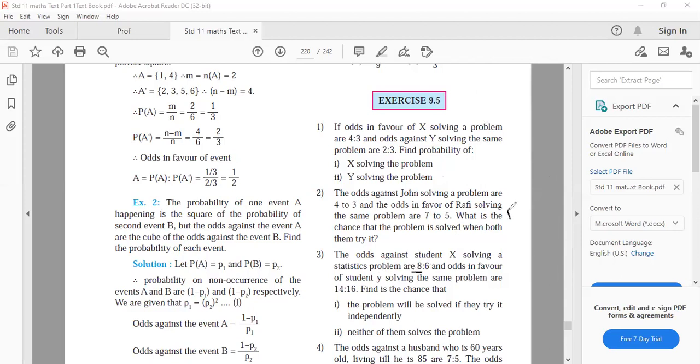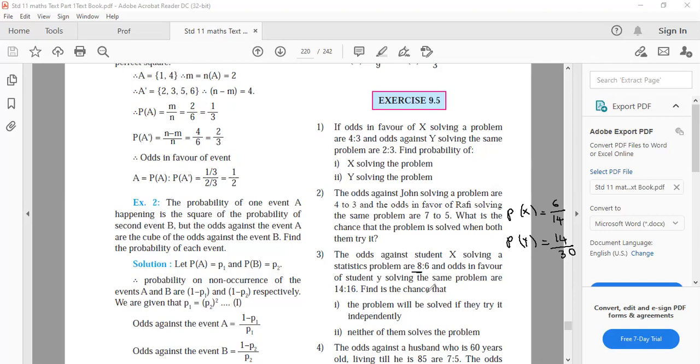It says that the odds against student X solving a statistics problem are 8:6. That is, P of X is 6 by 14. Correct. And odds in favor of student Y solving the problem are 14 is to 16. That is 14 by 30. Very good, Anna. Find the chance that the problem will be solved if they try it independently.